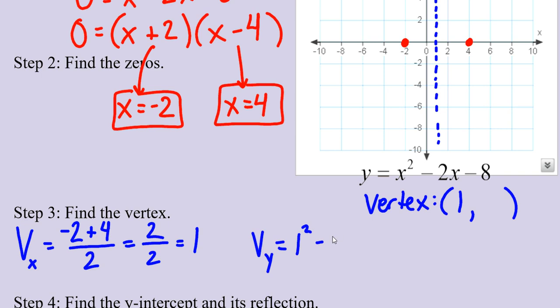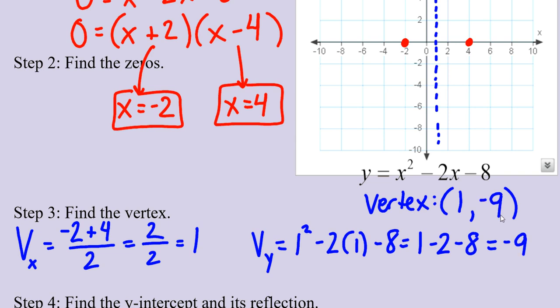1 squared minus 2 times 1 minus 8. And then simplify. 1 squared is 1. 2 times 1 is 2, so 1 minus 2 minus 8. 1 minus 2 is negative 1, minus 8 is negative 9. So I actually know that my vertex is located at 1, negative 9.